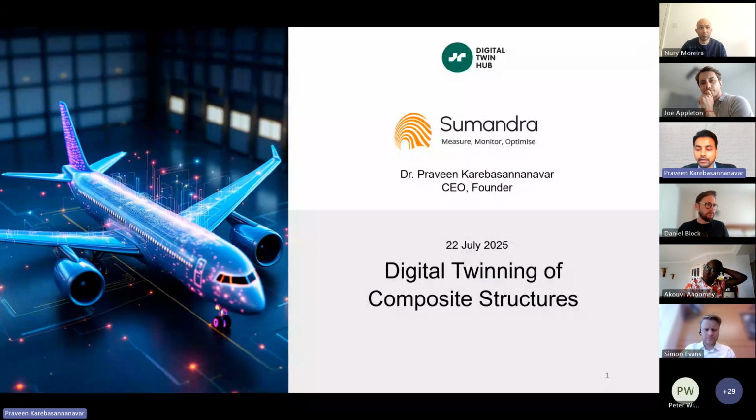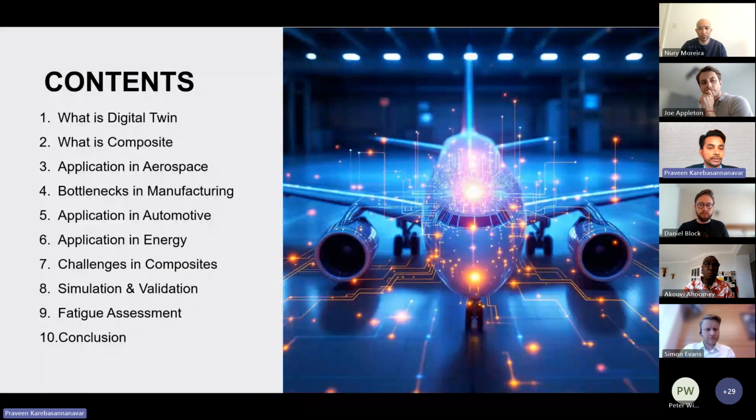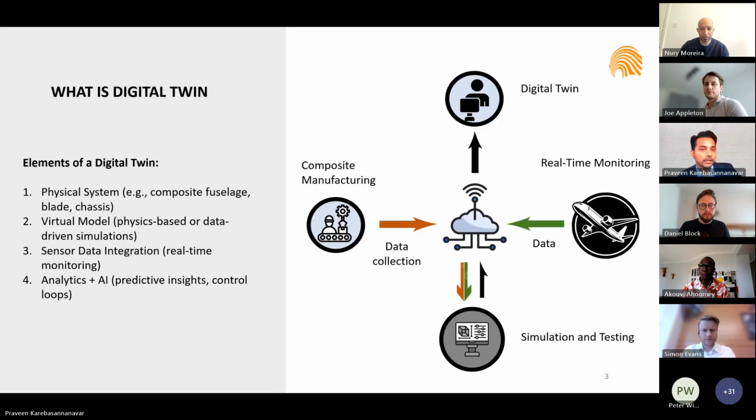So this is the brief contents of today's presentation. I'll start with some introductory part of what is digital twin, and for people who are not familiar with composite, I'll briefly mention the systems and then a couple of applications in automation and energy as well. And also there will be some challenges and then simulation as well. And finally, I will address some fatigue assessment.